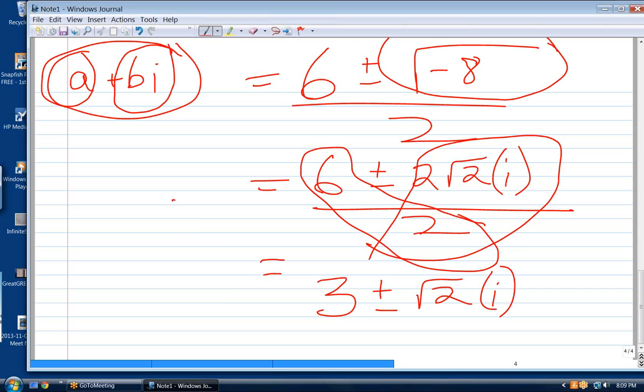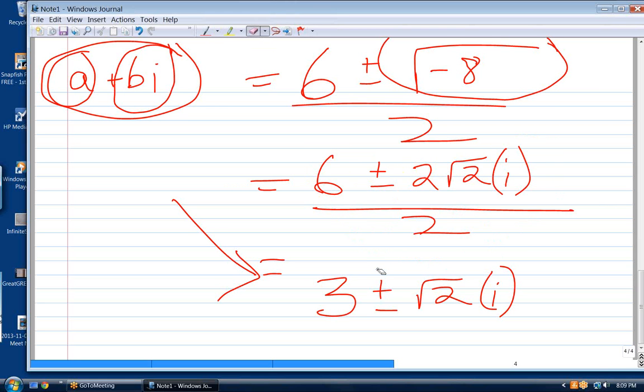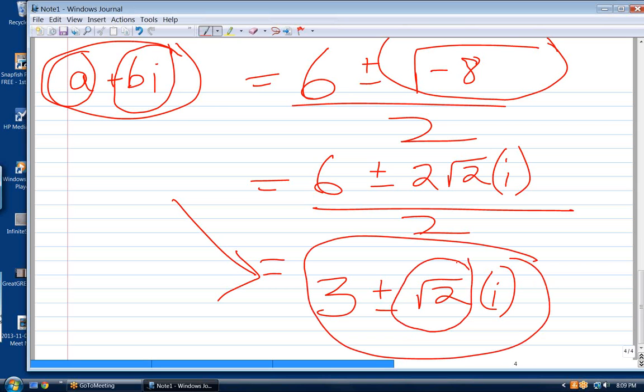So you always want to get your answers, whenever you have i in them, to this format. In other words, we don't want to give this format that you get directly off the quadratic. That's not in a plus bi format. But the final answer we got is a is 3, that's b. So the two answers would be x equals 3 plus root 2 i, and x equals 3 minus root 2 i.